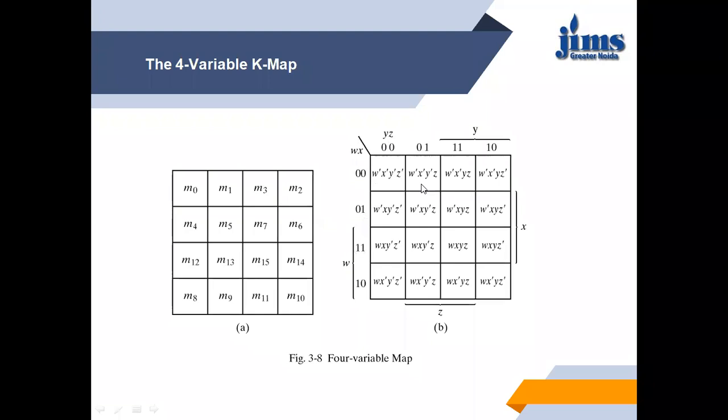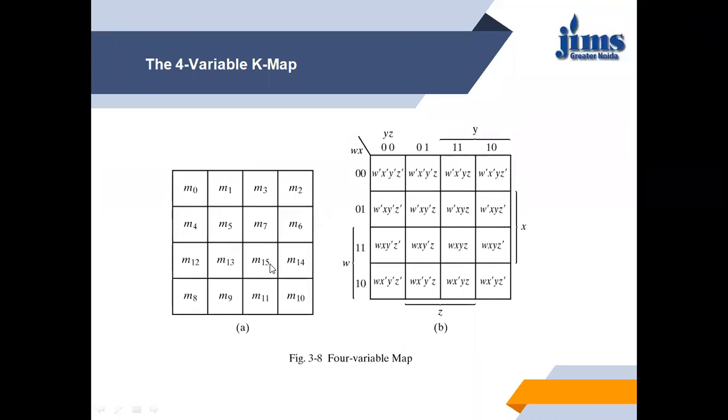Suppose when you talk about this cell, here W is 0, X is 0, Y is 0, and Z is 1. So the value will be W bar, X bar, Y bar, Z, that is 0, 0, 0, 1, that is M1. So this is your M1. You can directly map M1 here. Now when we talk about this particular cell, here W is 1, X is 1, Y is 1, Z is 1. So the value will be W, X, Y, Z. That is 1, 1, 1, 1, 15. And the corresponding min term will be M15.